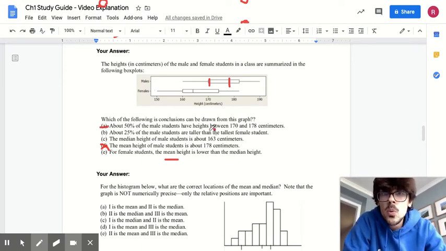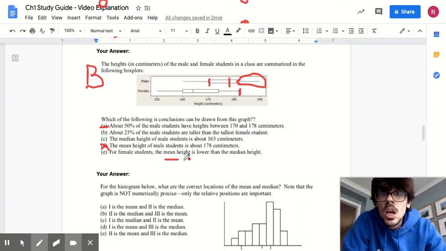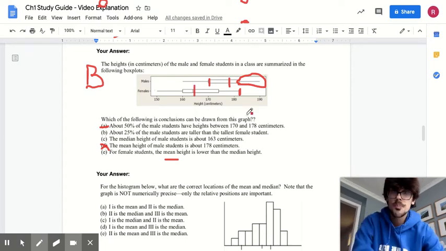B says about 25% of the male students are taller than the tallest female students. Well, there's my tallest female student right here at the edge of this box and whisker. That lines up perfectly with this chunk of the male graph, which is 25% of the data. So this is the correct answer on this one. It's going to be B because the top 25% are taller than the female. All right, choice C says the median for males is 163. They meant females. That one is wrong.